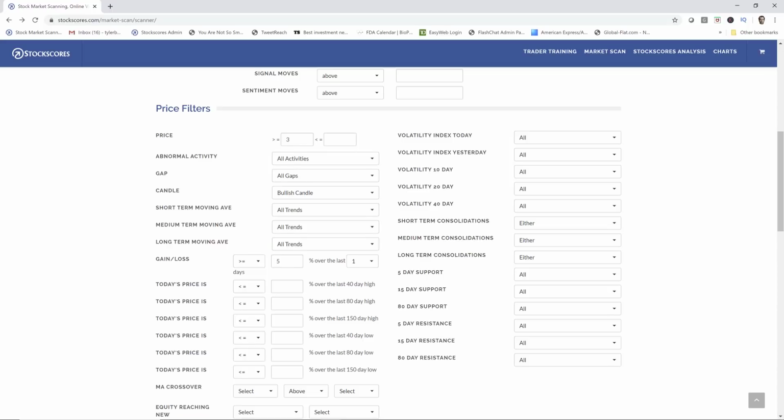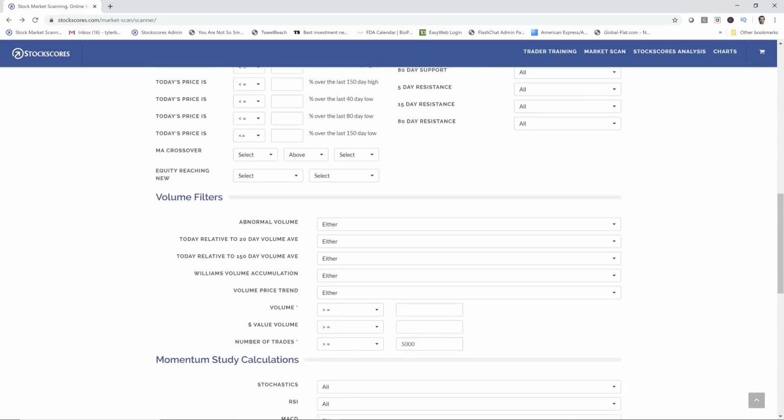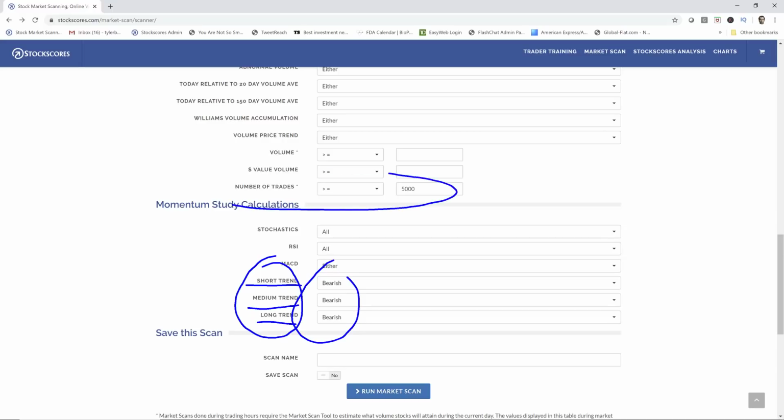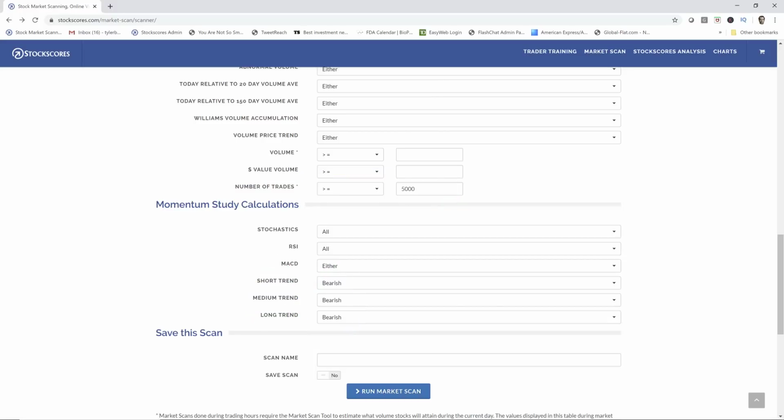However, that's not enough. We also want to see stocks that have been doing poorly lately. And so what I've done is I've set all of my trends to bearish. So short trend, medium trend, long trend, all bearish. That means the moving averages are all pointed down. Now I put in a liquidity requirement, number of trades, at least 5,000, so stocks that trade fairly actively. You could lower that, perhaps if you're looking at just the Canadian market, you might lower that to 500 or even 200. I didn't want to get a ton of candidates, so I set this to 5,000.